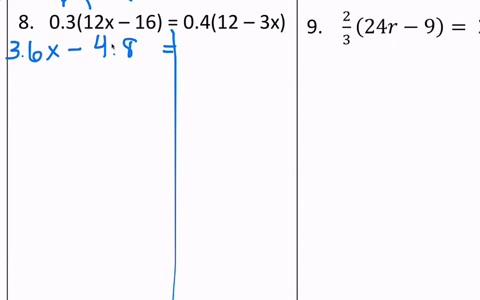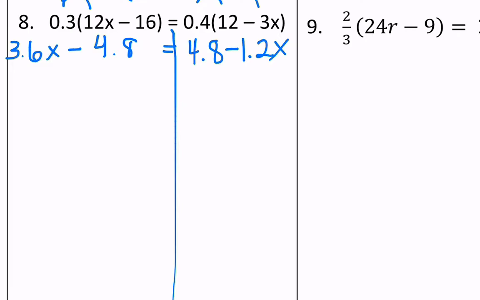All right, so we handle parentheses on the left side. Now let's do it on the right. So on the right-hand side, I need to take that 0.4 and multiply it by 12. That's going to give me a positive 4.8. Then I'm going to take that 0.4 and multiply it by negative 3x. That's going to give me a negative 1.2, and don't forget to put your x.